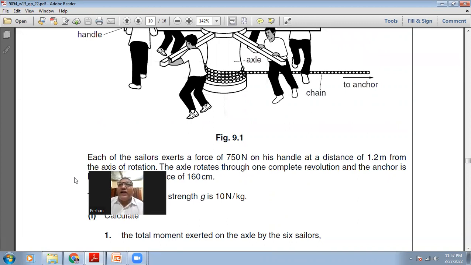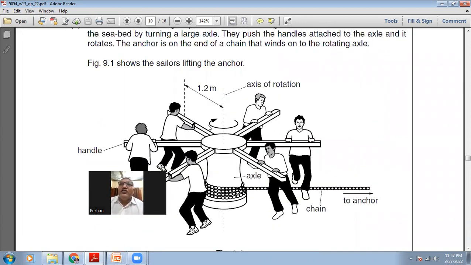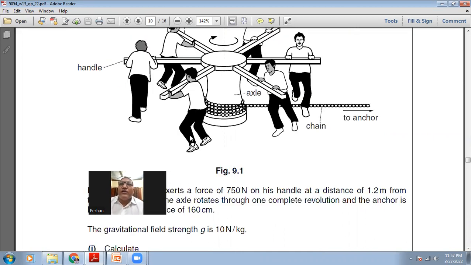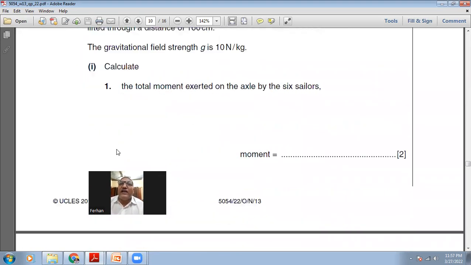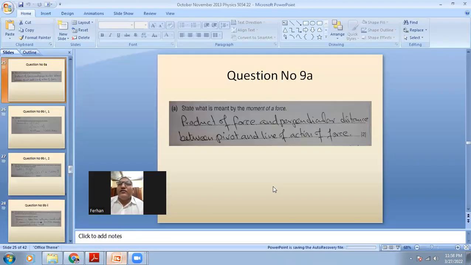So the force applied by one sailor is 750. The moment produced by this single sailor will be F into d. The d is 1.2 meter. The force applied is 750 Newton. And there are 6 such sailors. So let me show you.